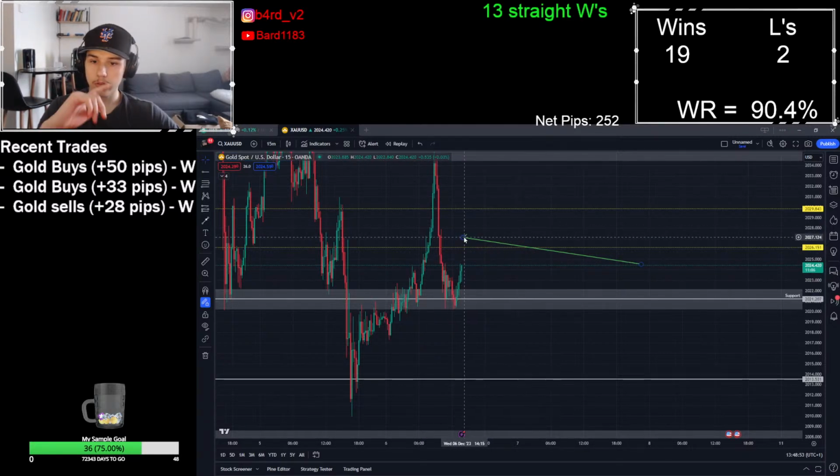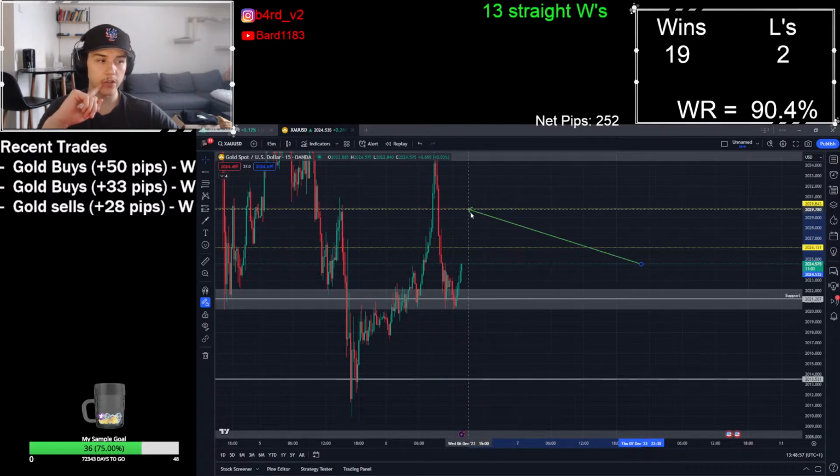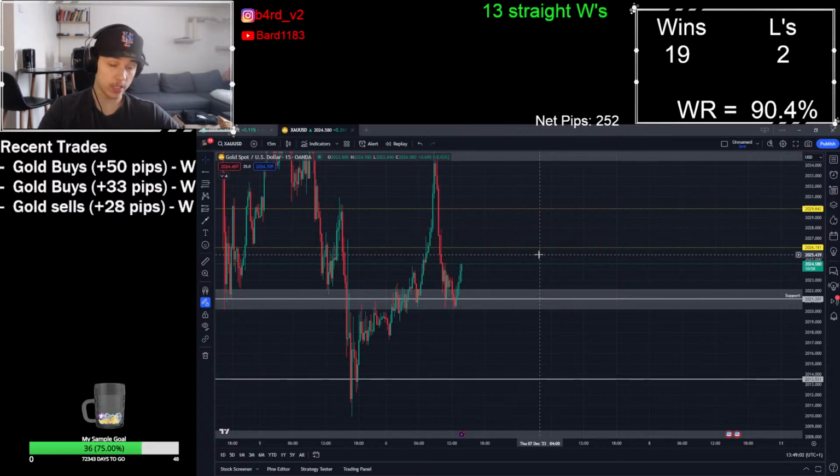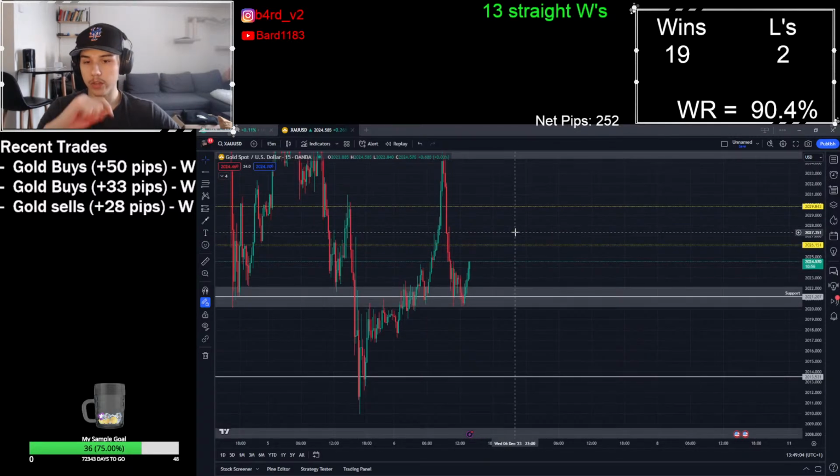Or if we come up, create a top wick to 2029 areas, and then we close below 2026, I mean. And then we might look for sells. But until then, we'll have to wait for this.